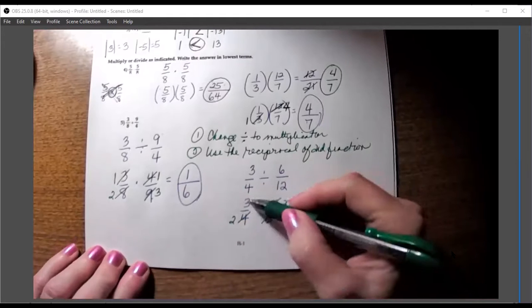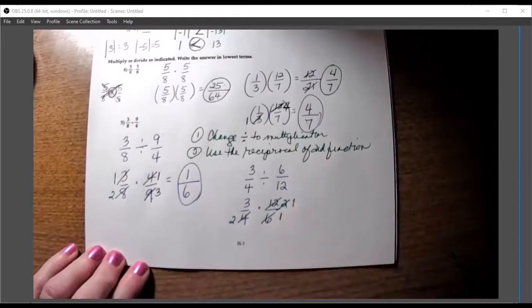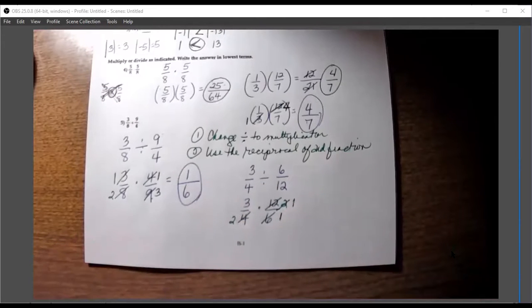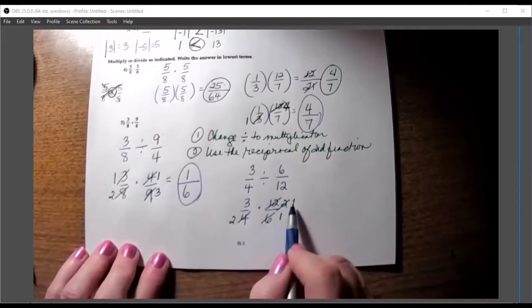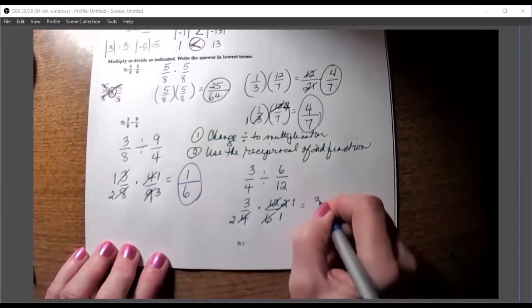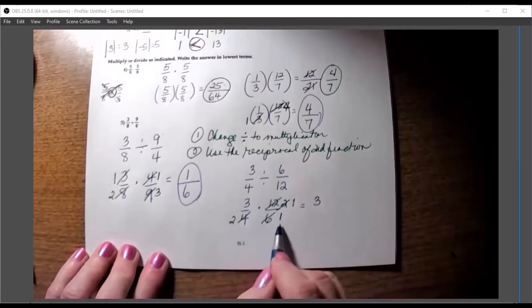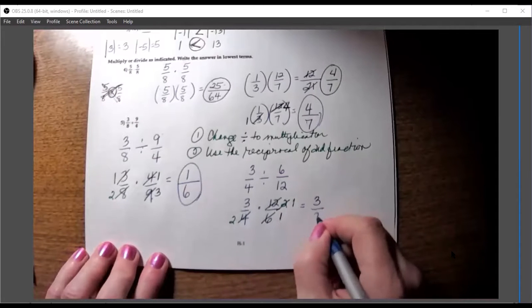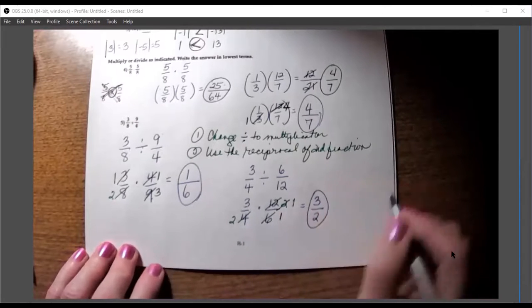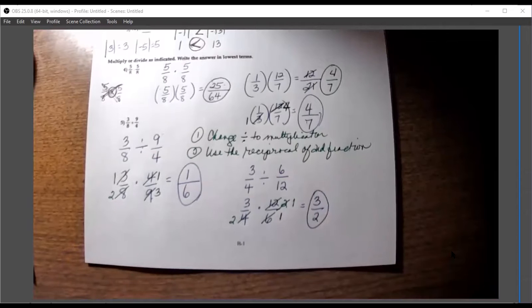And I have a 3, a 1, a 2, and a 1. No other numerator denominator pair can be reduced. So I'm just going to multiply across. 3 times 1 is 3, and 2 times 1 is 2. And that's your answer.